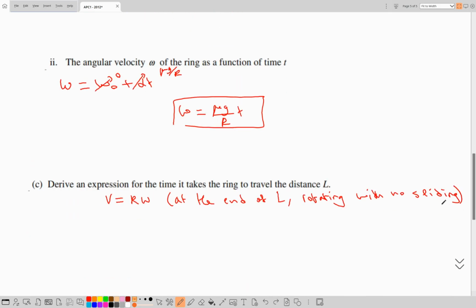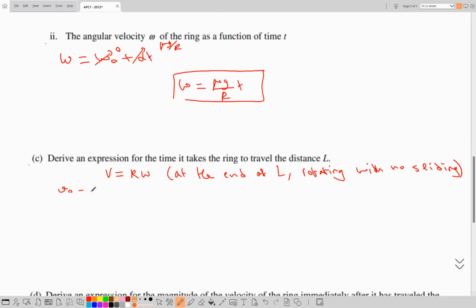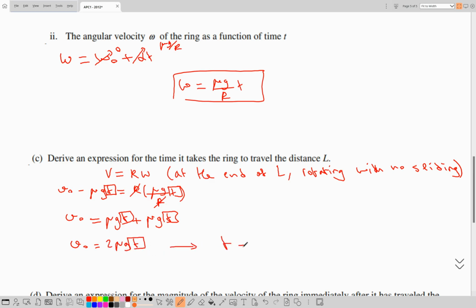So now we can say that V0 minus mu g t is equal to mu g divided by r multiplied by t. So let me say here, this is r multiplied by mu g divided by r multiplied by t. Now r with r would cancel, and we're solving for t. What's the type of this equation? This is a linear equation, so V0 is equal to mu g t plus mu g t, which is V0 equals 2 mu g t. Then the time that we're searching for is V0 divided by 2 mu g.